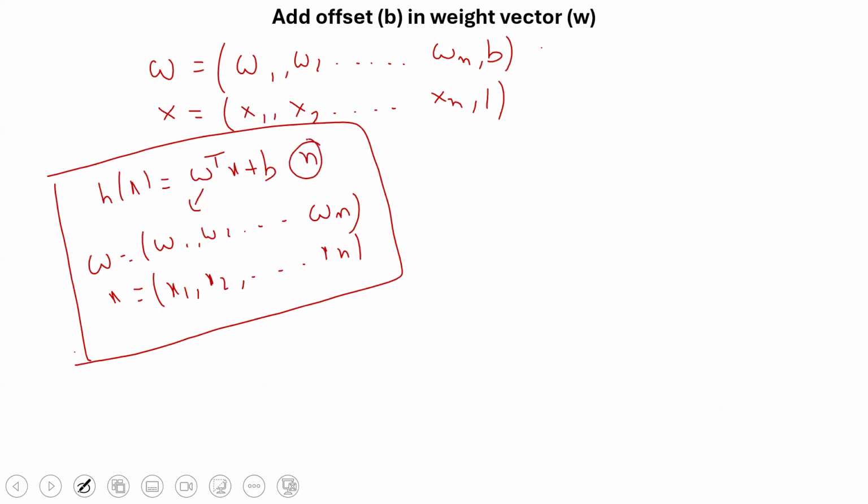Now I made that n dimensional vector into an n plus 1 dimensional vector, and in this vector, if I found b, the last dimension of w is the value of b. Now if I multiply these two things, what will happen?